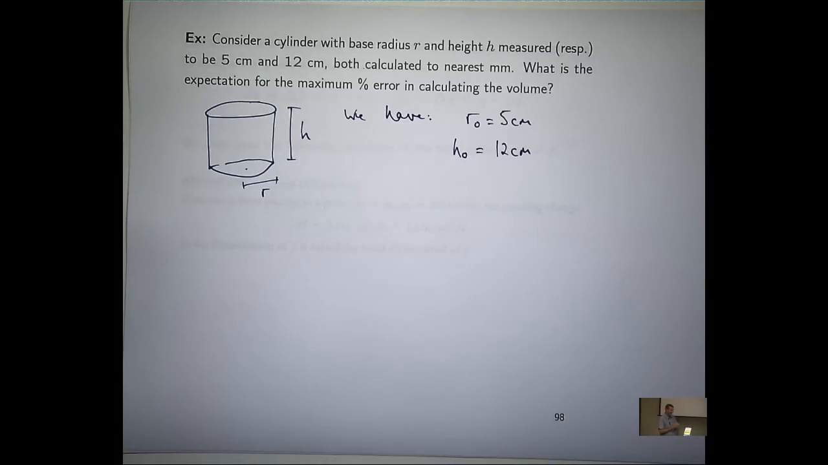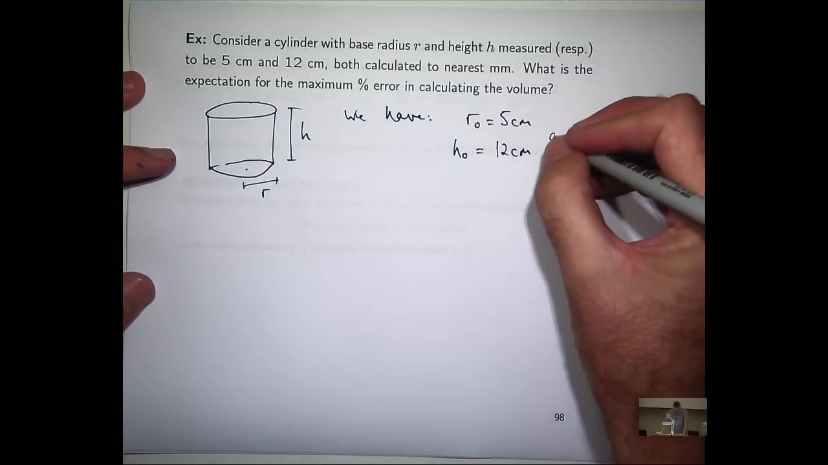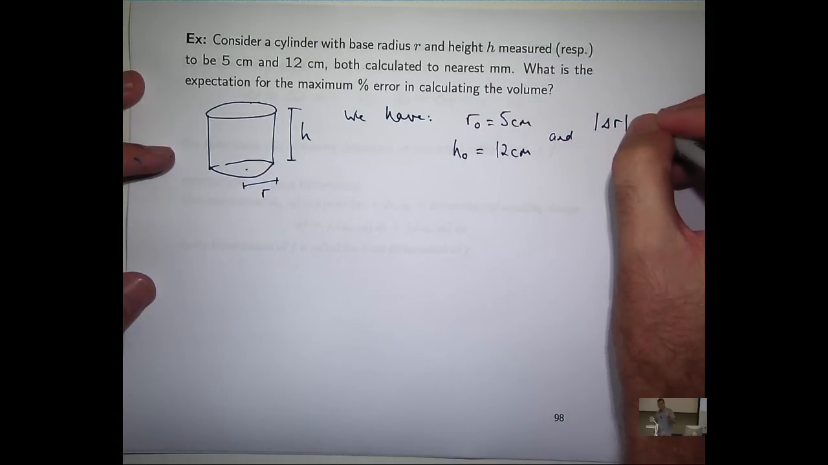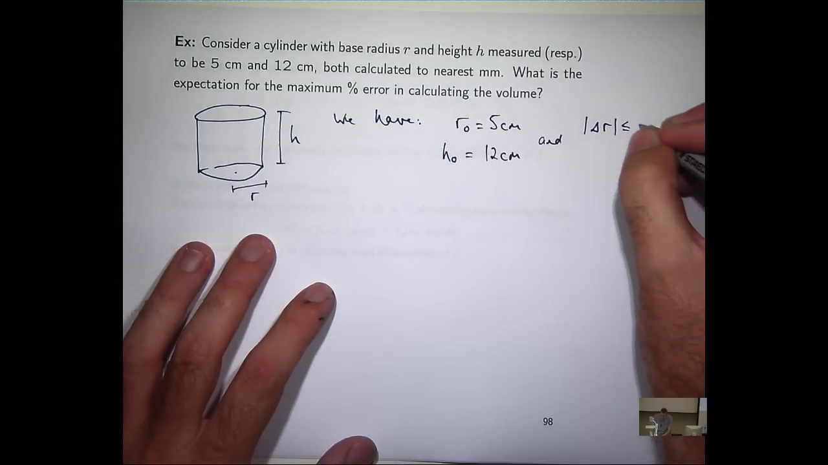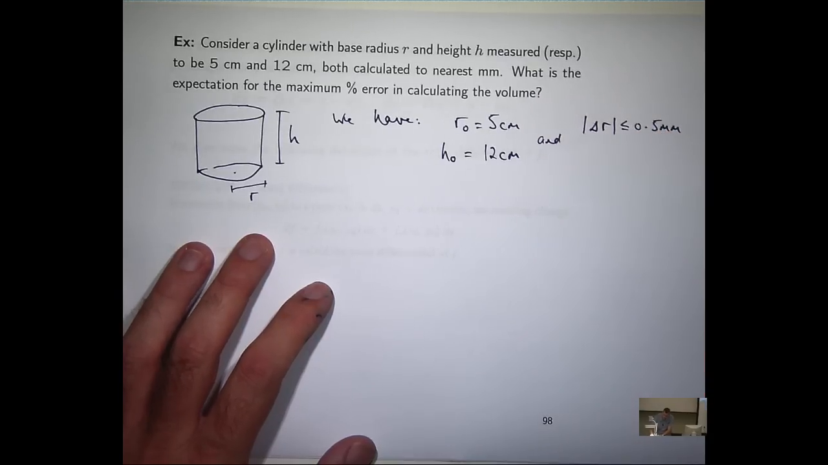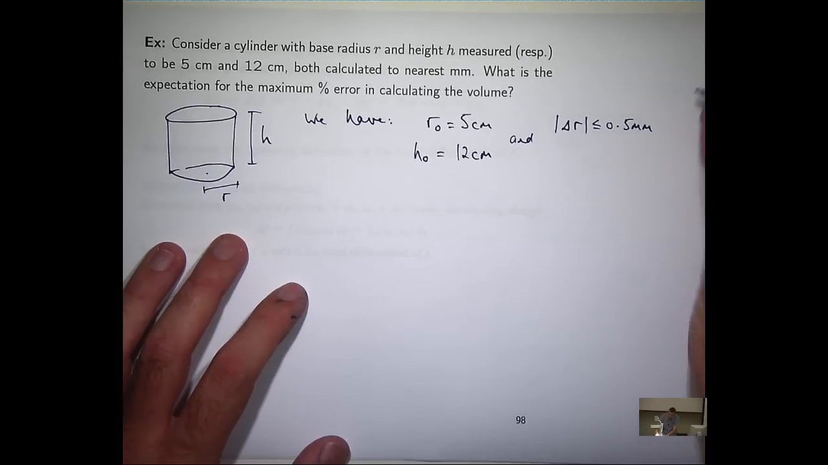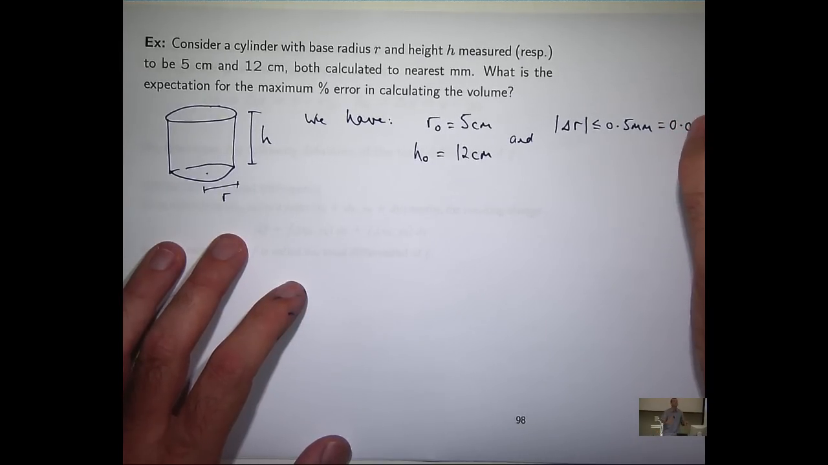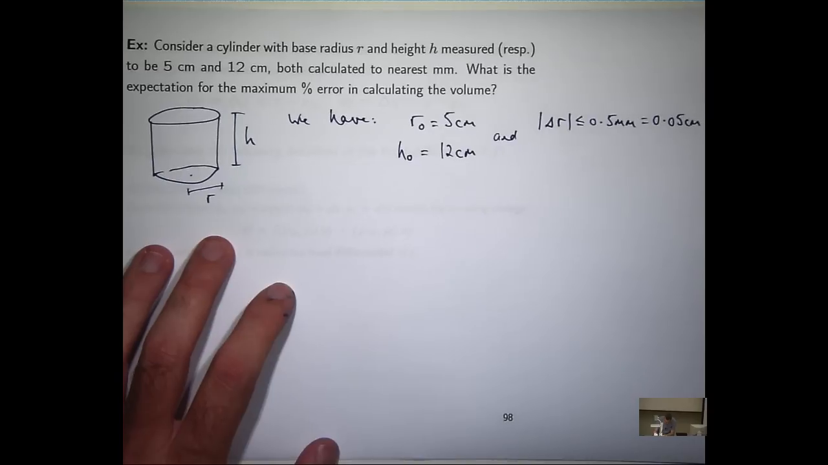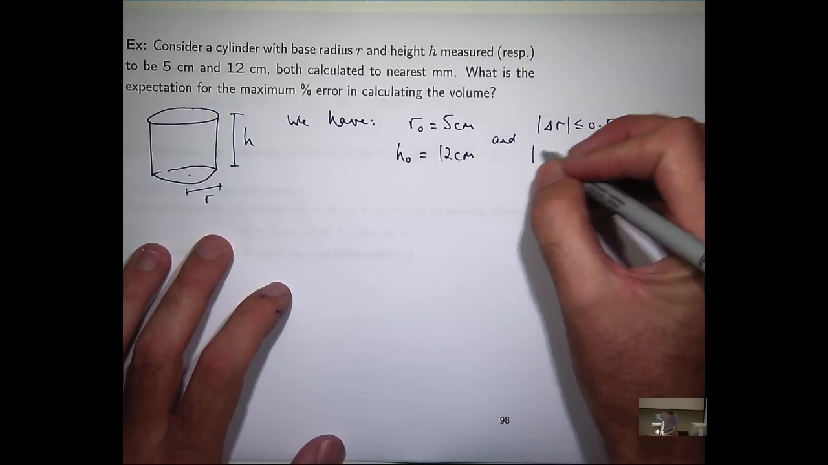Now, our measurements are calculated to the nearest millimeter. So what does that mean? Well, we don't know what, in this case, delta R and delta H are, but we know we can estimate them in the following way. So let me show you. So delta R is less than 0.5 of a millimeter. Now I'm going to change that to centimeters because we want to work in all the one type of units. And the same with delta H.